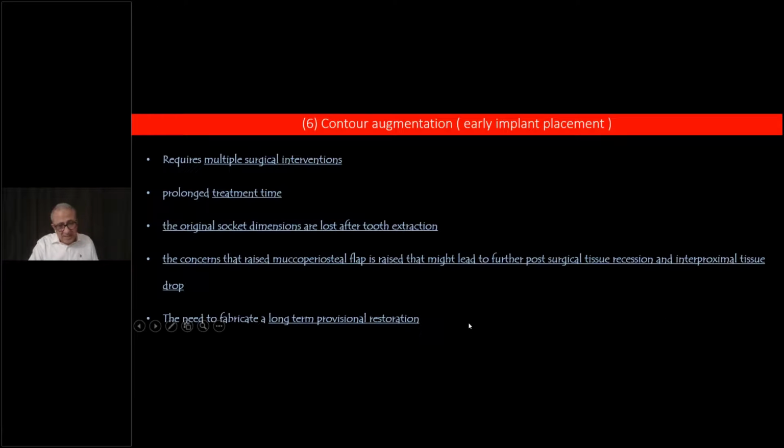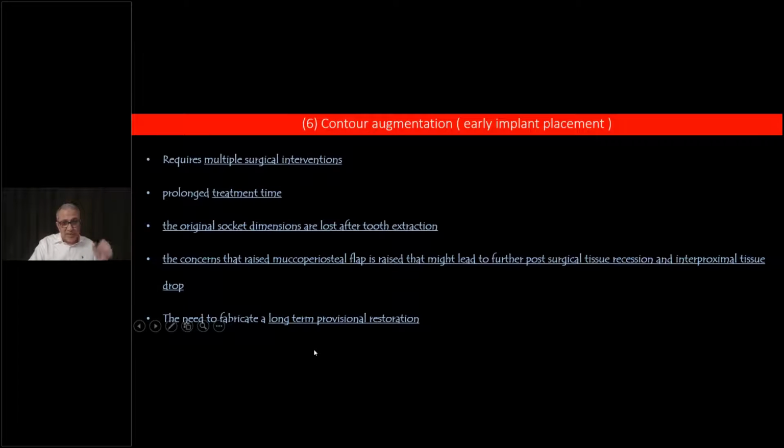Well, the technique has a few concerns. It requires multiple surgical interventions and prolonged treatment time. This treatment will take up to 8 months. Original socket dimensions are lost after tooth extraction. Once you extract, you lose it. And a concern is raised from raising a mucoperiosteal flap. I'm not really sure when you raise a mucoperiosteal flap, how you would retain the original soft tissue margins as is post-operatively. I'm not sure how I can do that.